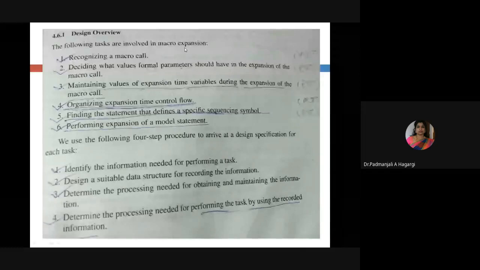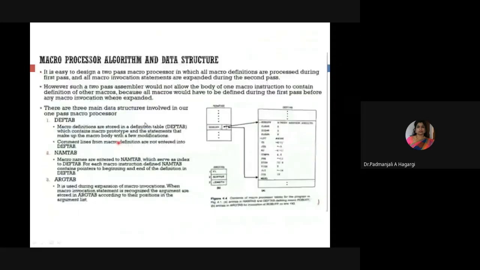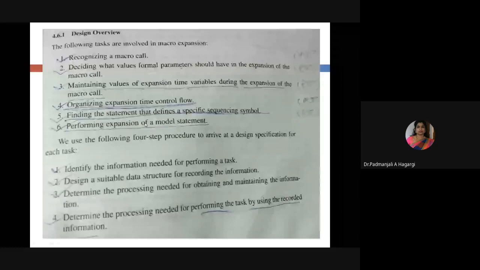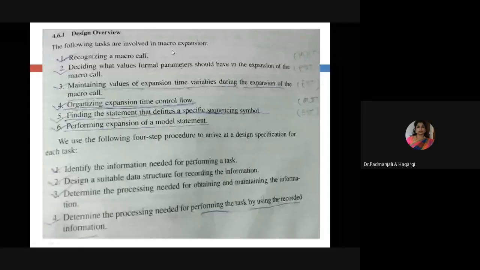So here there are the following tasks in the macro expansion. When the macro gets expanded, just now we have seen, after defining a macro definition, it is called. During the time of the calling of the macro, it checks or recognizes the macro calls, then based on the macro calls, it gets substituted in a program. That is preprocessing. What is preprocessing? Preprocessing is a process of the macro processors. So here the macro expansion has got the tasks. The following tasks are involved in the macro expansion.